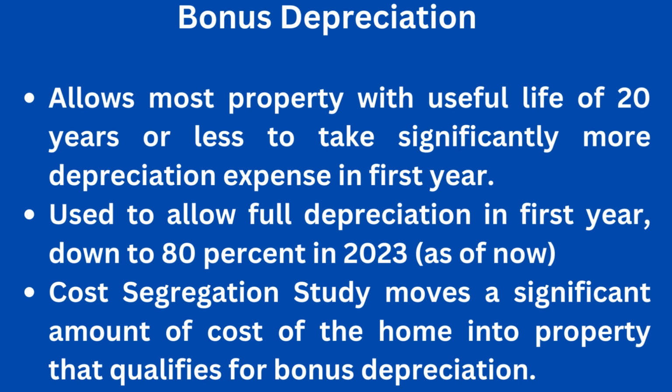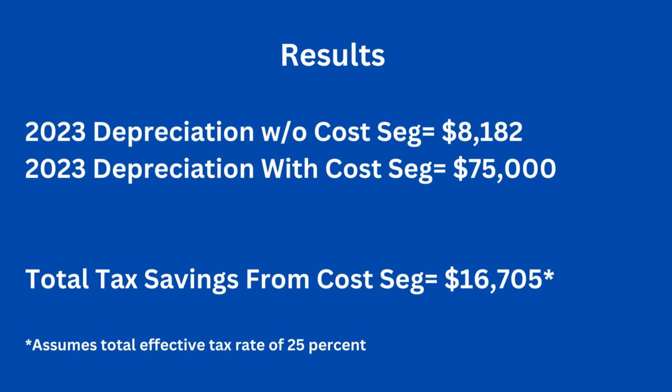Looking at some examples, remember the previous scenario: we divided $225,000 by 27 and a half years and got an expense of $8,182. In our new scenario, where they're breaking it down and getting the bonus depreciation, you could easily get as much as a $75,000 deduction. Let's assume your total effective tax rate, your IRS and state taxes combined, is 25%, which is right near the average for medium to high income earners. Your savings just from doing a cost segregation study is going to be $17,000 in tax savings.